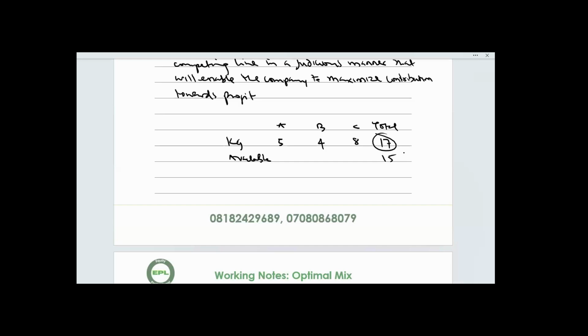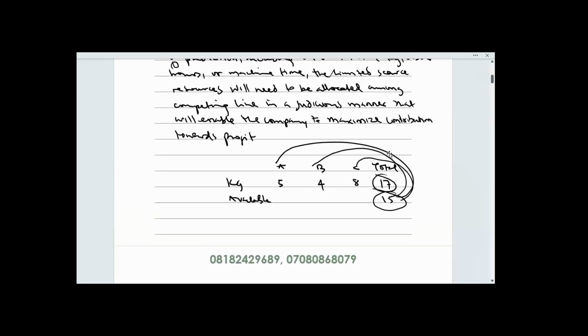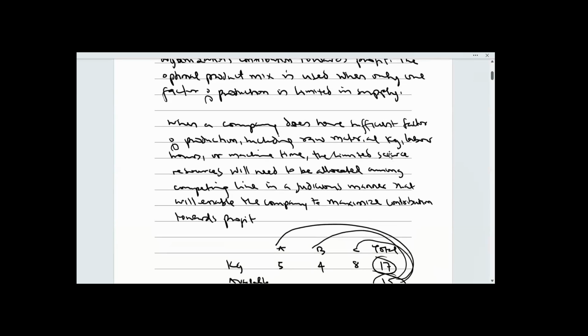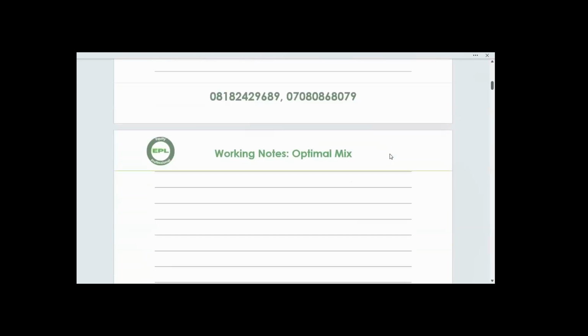Therefore, the little that you have, this 15 that you have, how you are going to allocate it among competing product lines is what is known as optimal product mix decision. When you don't have sufficient resources, how to allocate the little that you have that will enable you to maximize contribution towards profits is what is known as optimal product mix decision. So that is the introduction.